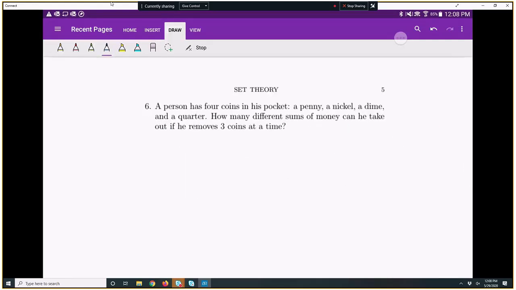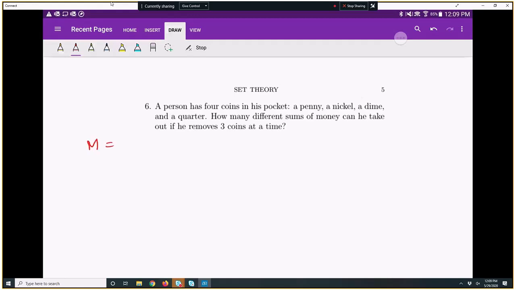Next, we're asked, a person has 4 coins in his pocket, a penny, a nickel, a dime, and a quarter. How many different sums of money can he take out if he removes 3 coins at a time? So we have a word problem. Let's convert it into a problem about sets.